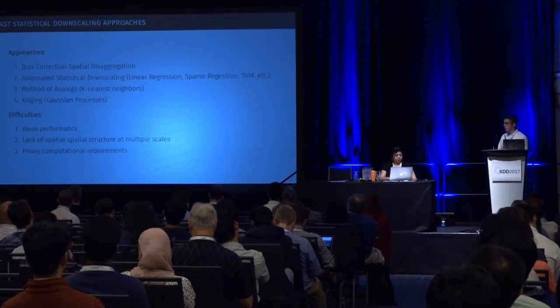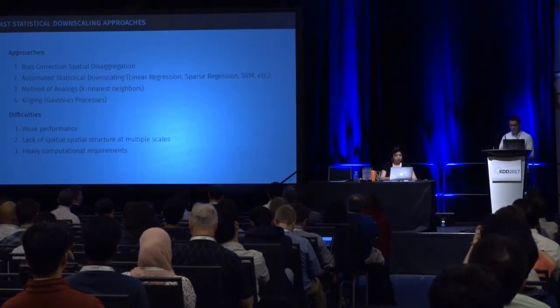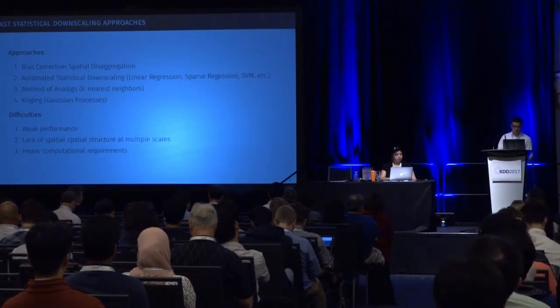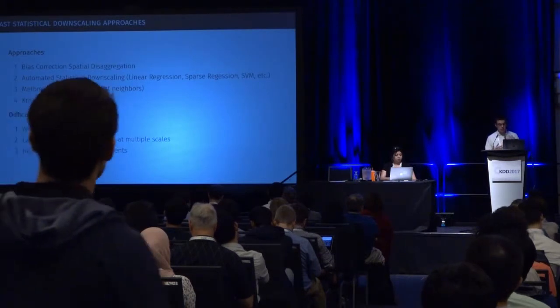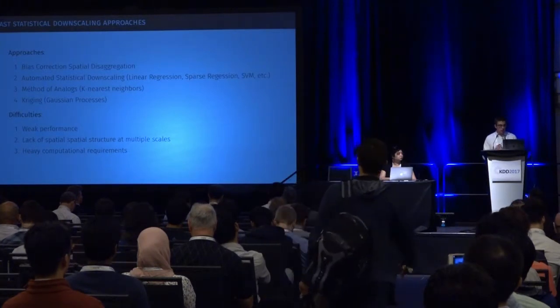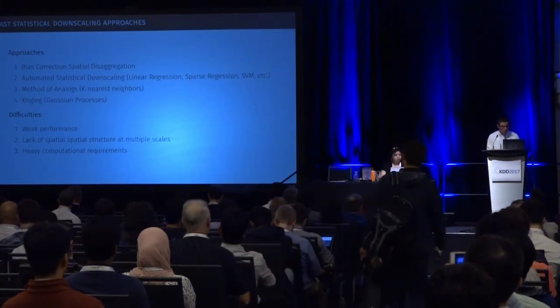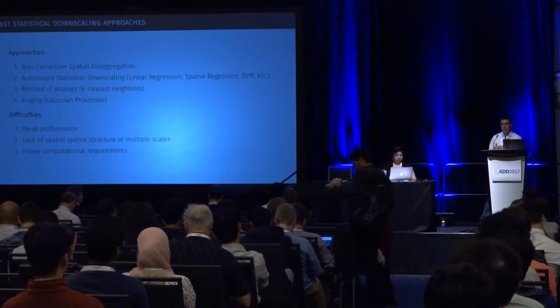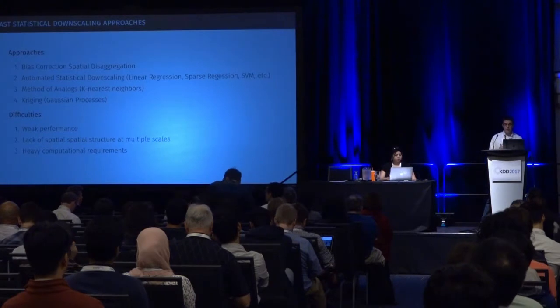Automated-Statistical Downscaling is another approach that's used. This is just linear regressions, SVMs, classification algorithms are in there too. Method of analogs is a k-nearest neighbors approach, and kriging, which is Gaussian process. So some of the difficulties: they have weak performance. Basically, each of these do not perform as well as we need them to. And they don't explicitly capture spatial structure at the high and low resolutions, right? So this is important.